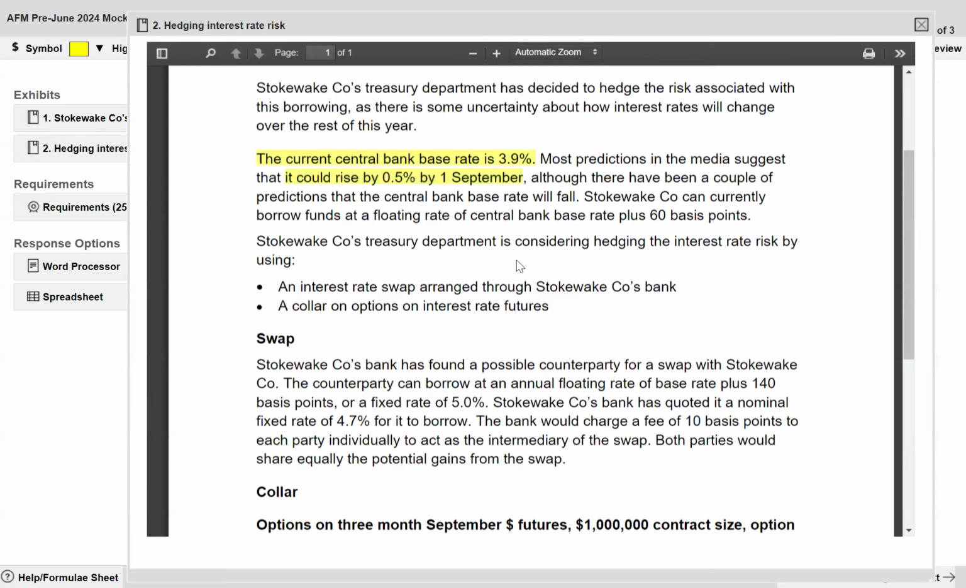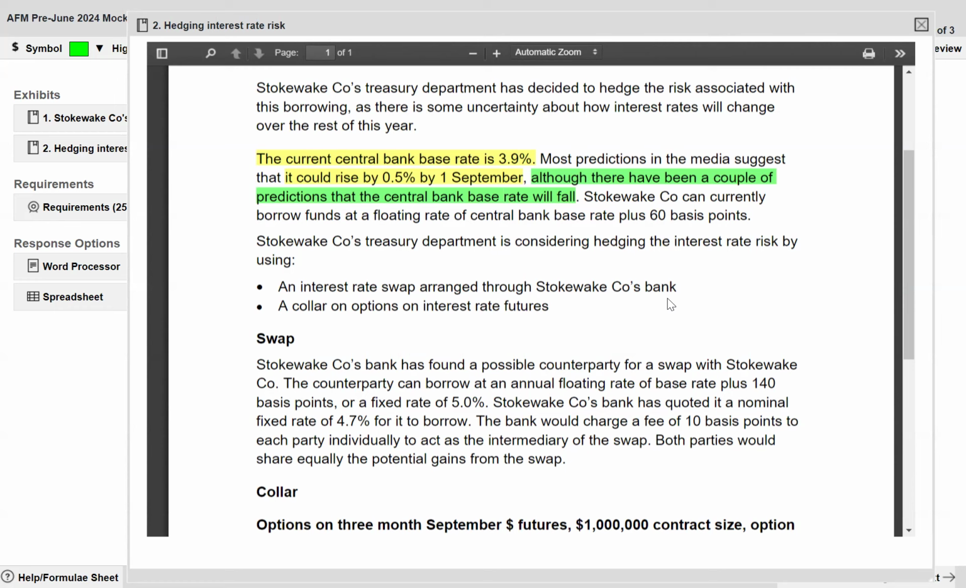Although there have been a couple of predictions that the central bank base rate will fall. Now, when it comes to interest, you need to realize what you worry about. Because first we are going to borrow, our worry is that the interest rate will rise. That's what most people are saying. But there is also a chance that it could fall. And if it falls, and we have hedged, we may not benefit from the fall depending on how we are hedging. So we need to understand that.